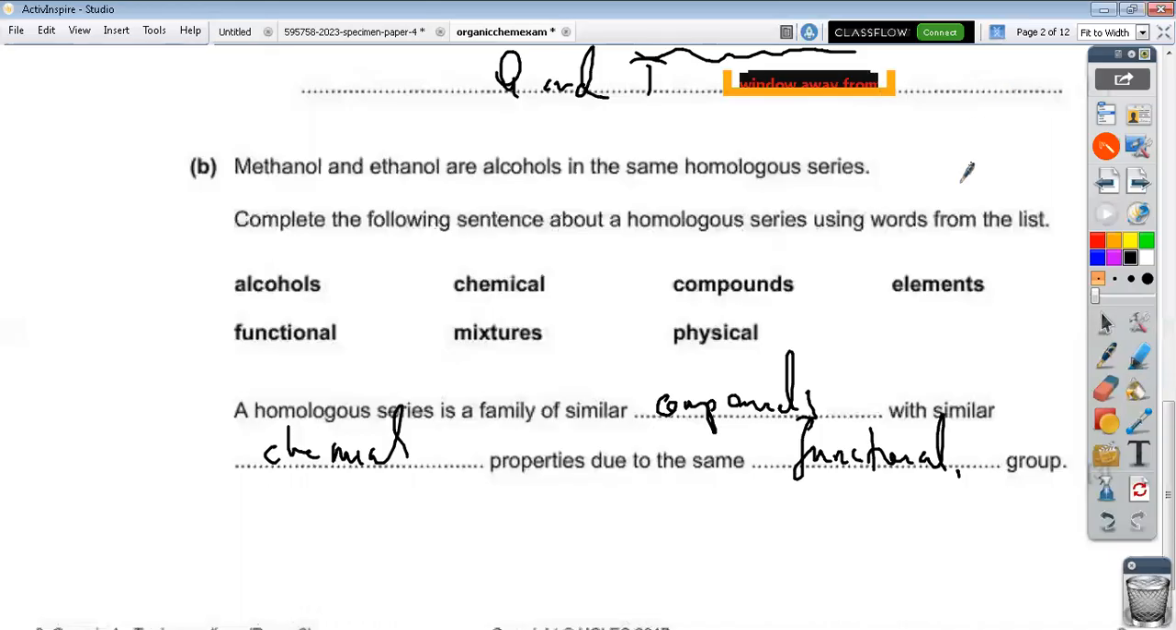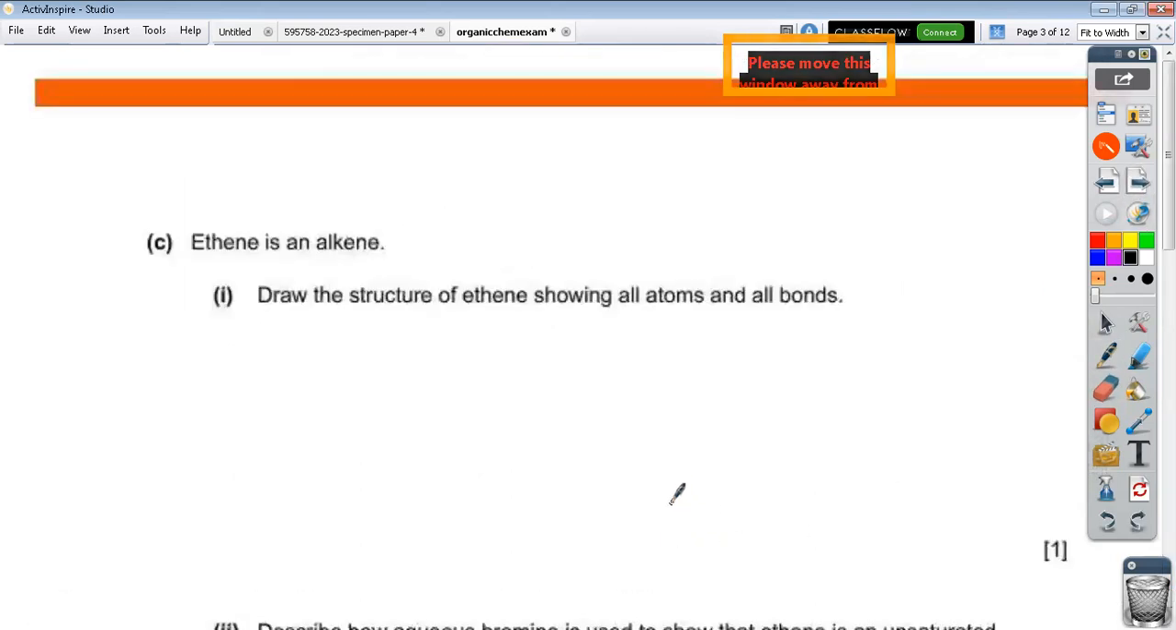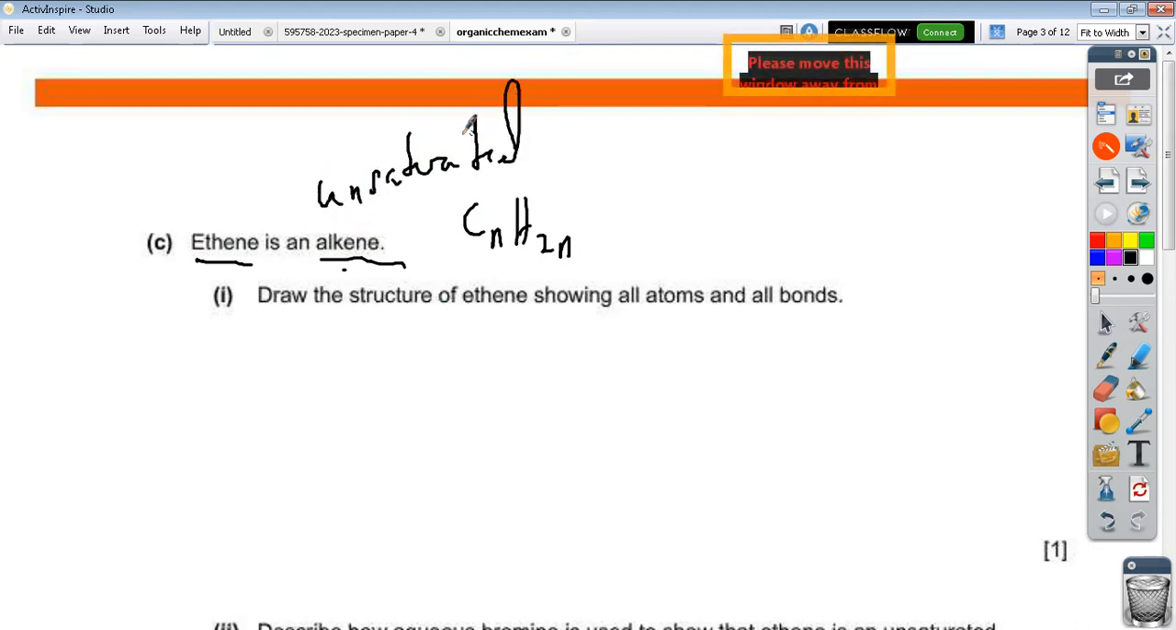So a homologous series is a family of similar compounds with similar chemical properties, due to the same functional group, like the alcohol that we mentioned here. Ethene is an alkene, which means what's the formula? CnH2n, unsaturated, clear. That's what we said, it can easily react.